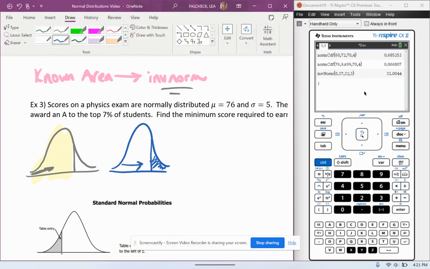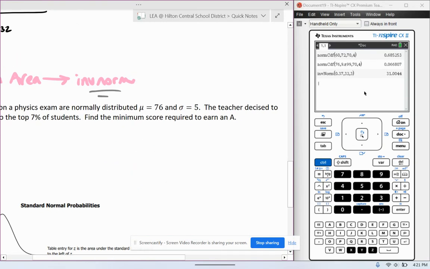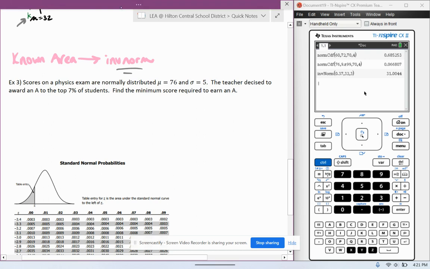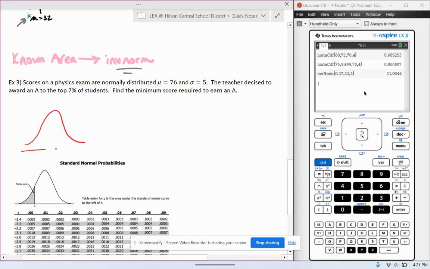Okay. What am I talking about? Who knows? Let's read this problem and I'll show you what I mean. Scores on a physics exam are normally distributed with a mean of 76 and a standard deviation of 5. Okay, so we have mean is 76, standard deviation is 5. The teacher decides to award an A to the top 7% of students. Find the minimum score required to earn an A.